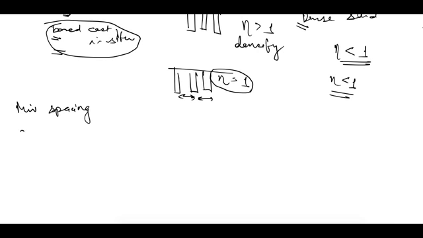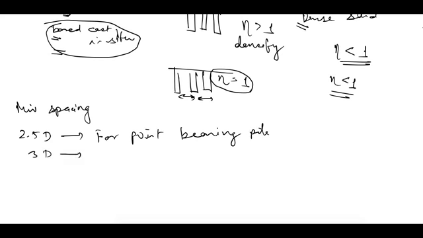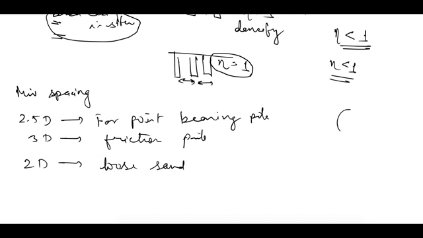So the minimum spacing should be 2.5 times the pile dia for a point bearing pile, and it is equal to 3 times the pile dia for friction pile, and it is equal to 2 times the dia for the pile in loose sand. Now this D is equal to dia of the pile if we are using a circular pile.